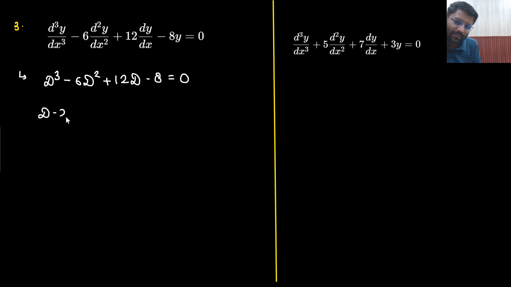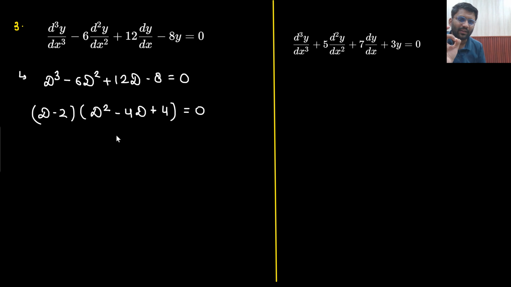That means one of the factors would be d minus 2. This is how you can factorize it. I hope you know how to solve a cubic equation. In class 10th we studied how to solve a cubic equation. One root you will get by hit and try: 1, minus 1, 2, minus 2 you will try. So d equals 2 is one of the roots.